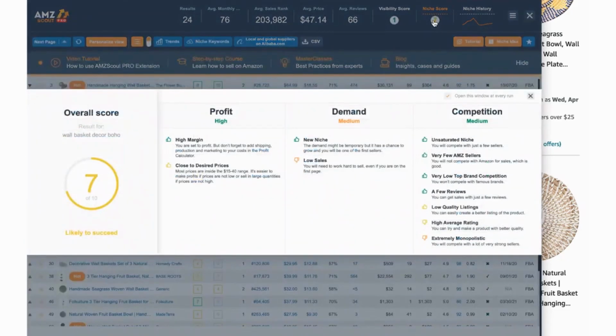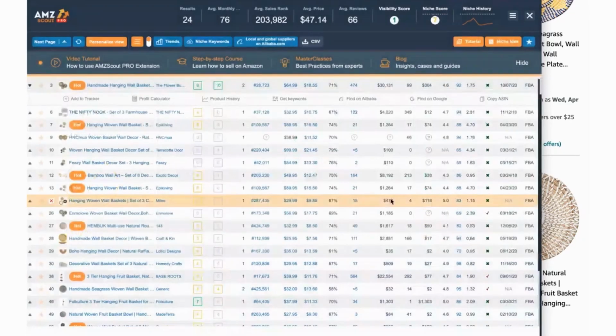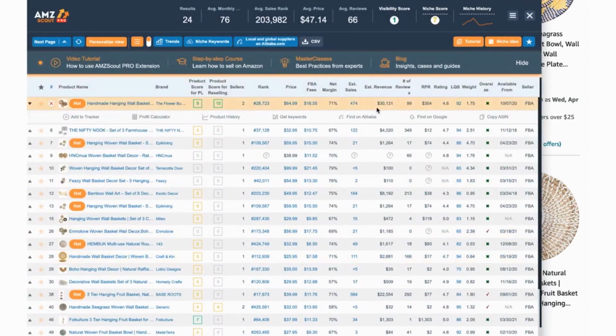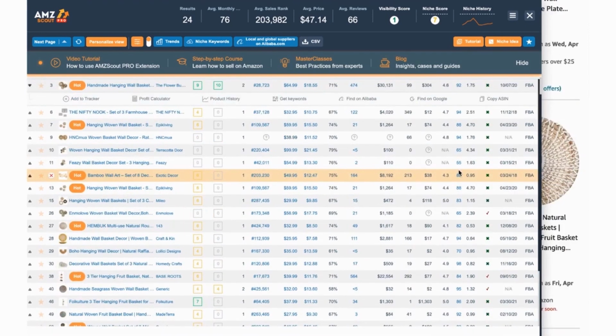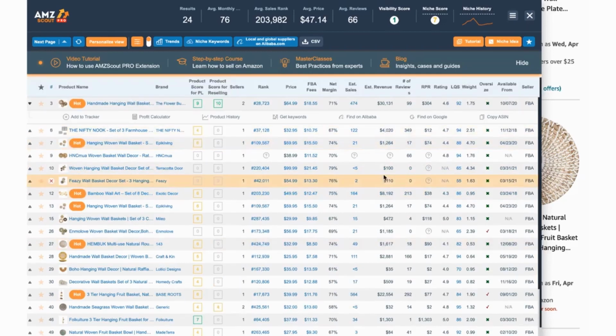And if I click on the niche score, it looks like I will be competing with a lot of very strong sellers, extremely monopolistic. The reason it says that is because most of the sales, it looks like, are going towards this product listing, and you just have to compete with that strong seller. So this is a potential, but I would probably shy away from this specific product listing, because as you can see, it doesn't seem like you would have a good chance of succeeding in this niche, especially when I see such a low sales number for most of the product listings.